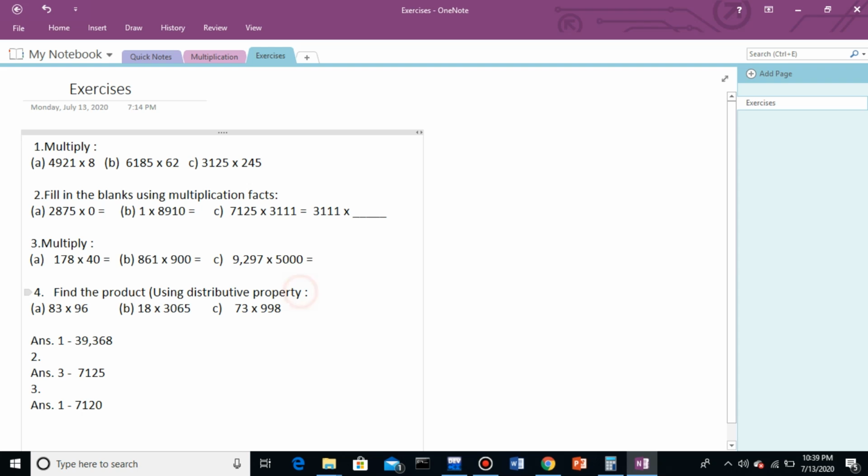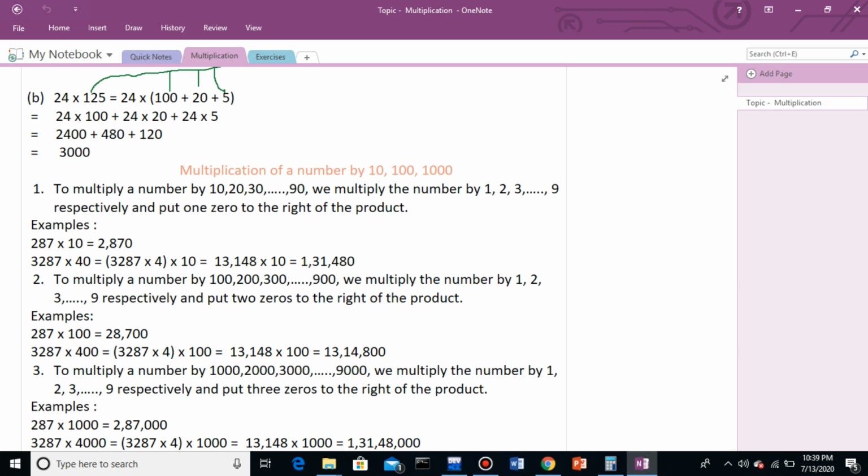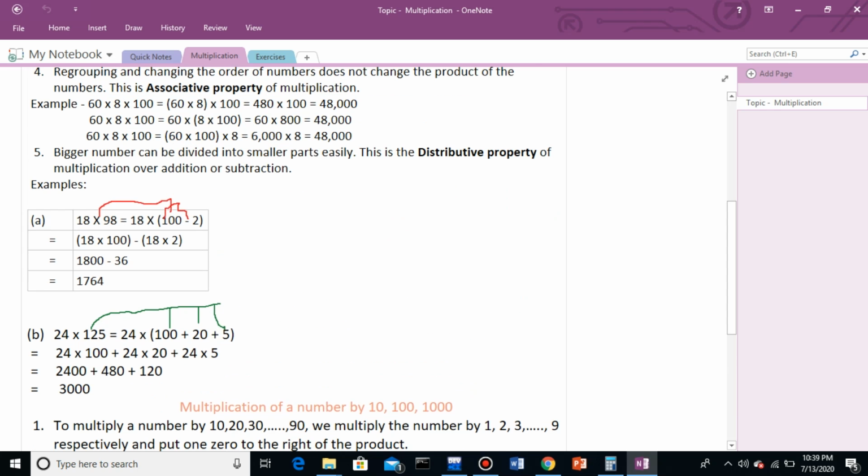Now the last one, using the distributive property. Did you remember the distributive property? No? Okay, I will show that once again and explain it again with an example. A bigger number can be divided into smaller parts easily. This is the distributive property of multiplication over addition or subtraction. Now in this example, 18 into 98 is equal to 18 into (100 minus 2). We divide it into some parts.